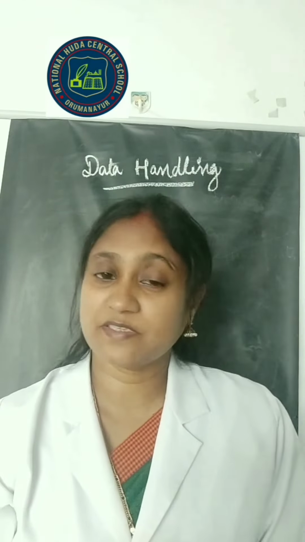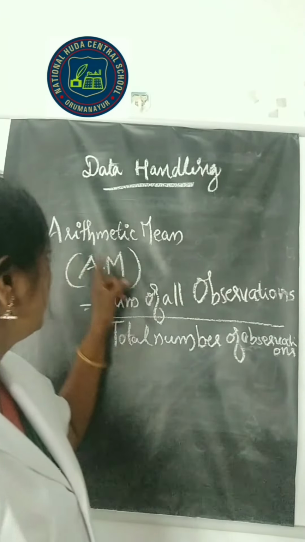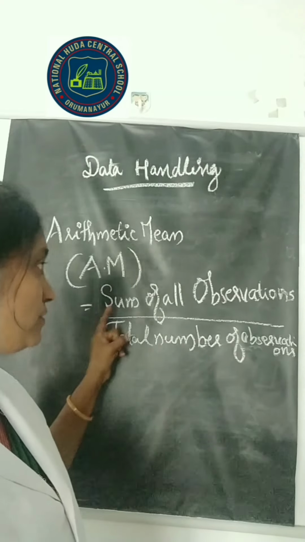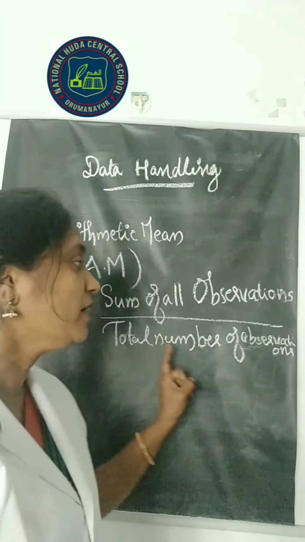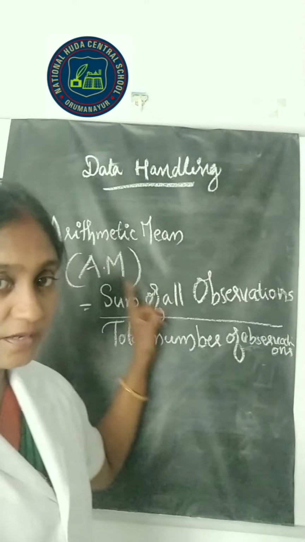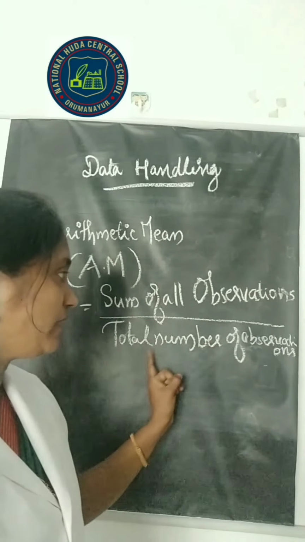There are some representative values for data, and the most commonly used representative value is the arithmetic mean. The arithmetic mean can be found by the sum of all observations divided by the total number of observations. That is, arithmetic mean, that is AM, equals sum of all observations divided by total number of observations. Now we can do some problems.